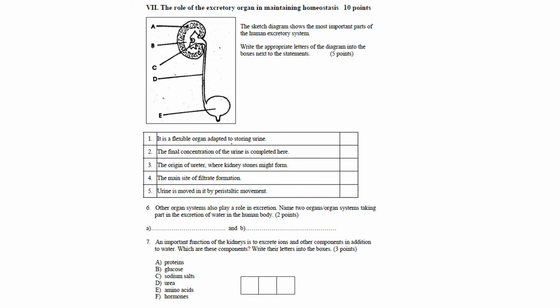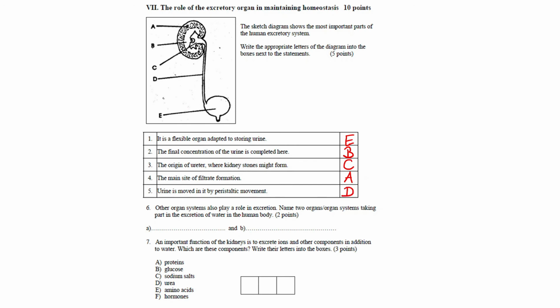It is a flexible organ adapted to storing urine. That's an easy statement, so the urinary bladder is responsible for doing this. The final concentration of the urine is completed here. That's going to be the medulla, namely B. The origin of the ureter, where kidney stones might form, we discussed that, that's the pelvis, so C will be the good answer. The main site of filtrate formation, that is the renal cortex, so this region A. Don't forget what we have learned about nephrons. Urine is moved in it by peristaltic movement, so we know that the ureter moves the urine towards the urinary bladder by peristalsis, so D is the good answer.